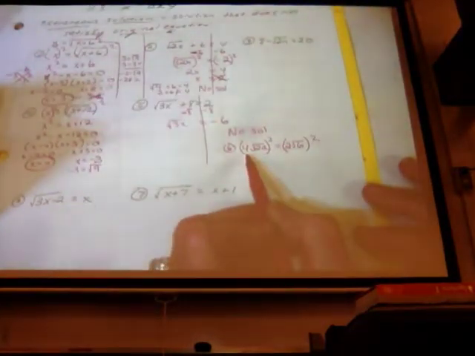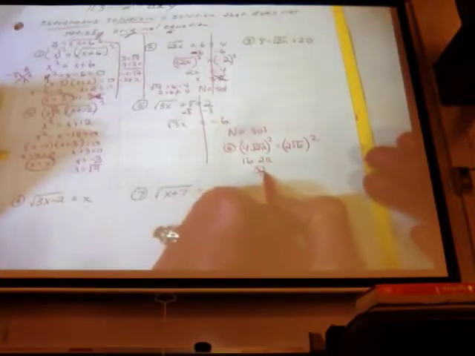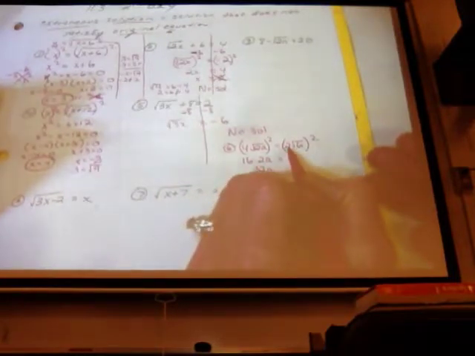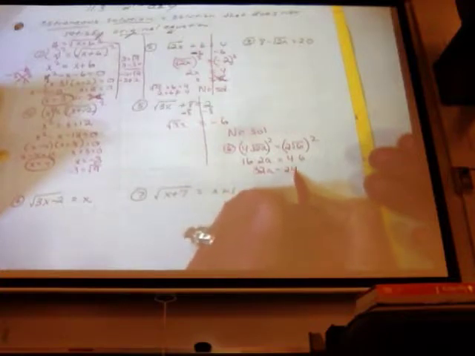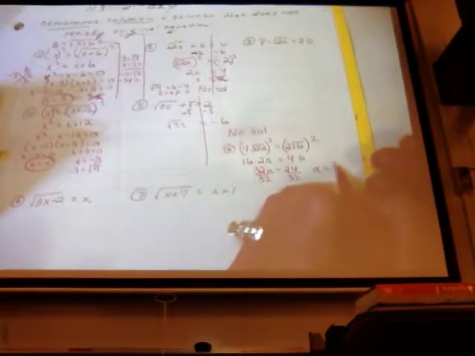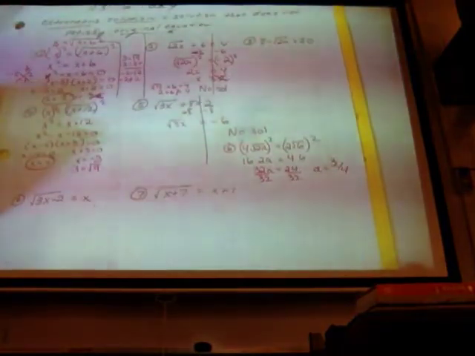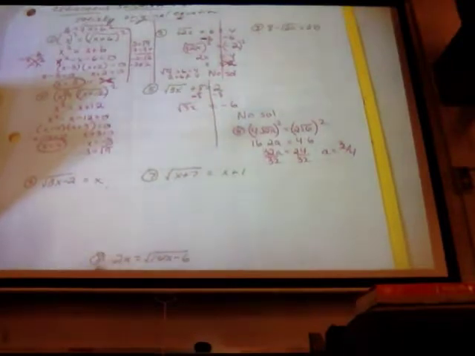Now, when I square the left side, 4 times 4 is 16, and radical 2a times radical 2a is just 2a. So I get 32a. Over here, when I square 2, you get 4, and radical 6 times radical 6 is 6. You would get 24. Divide by 32. A will equal 3 over 4, reduced. Okay, we've got to go to number 7 and 8. We'll skip this one.